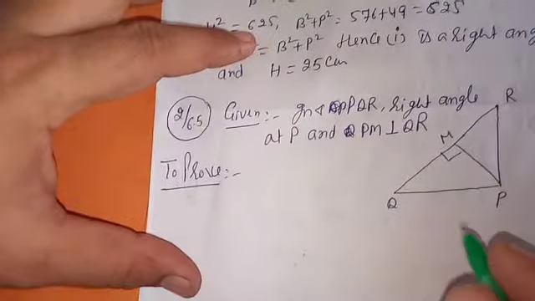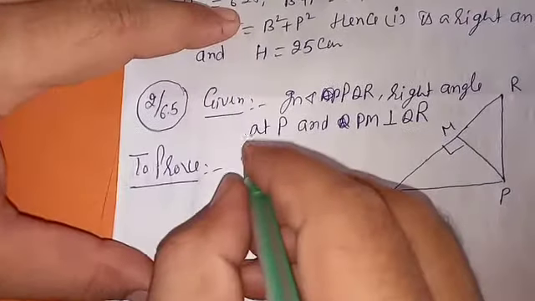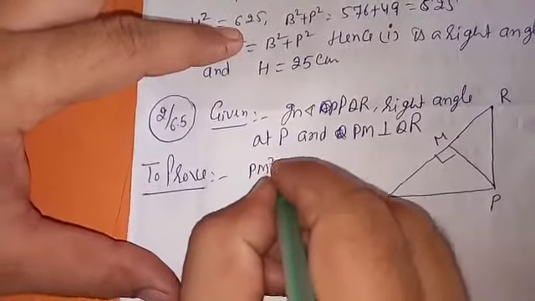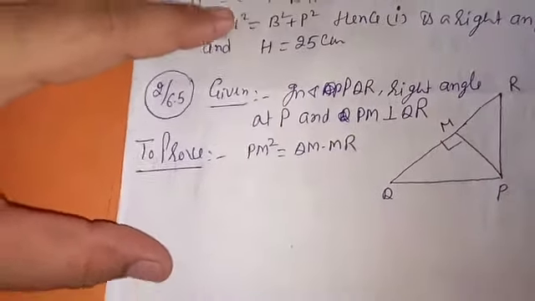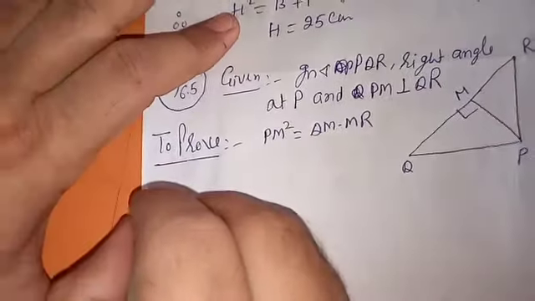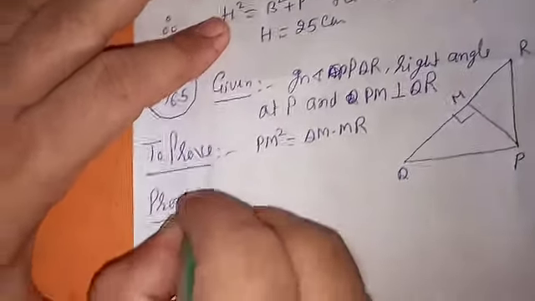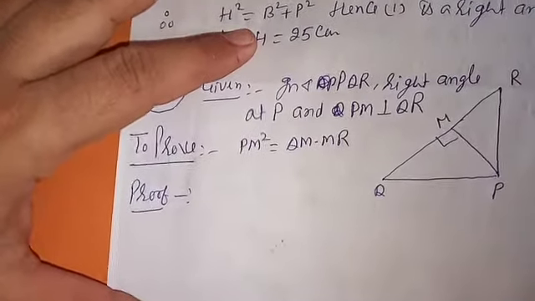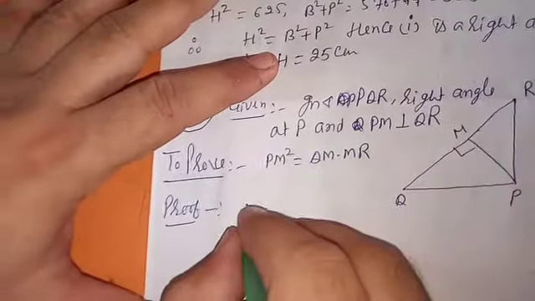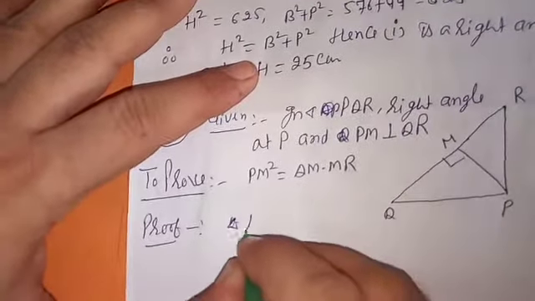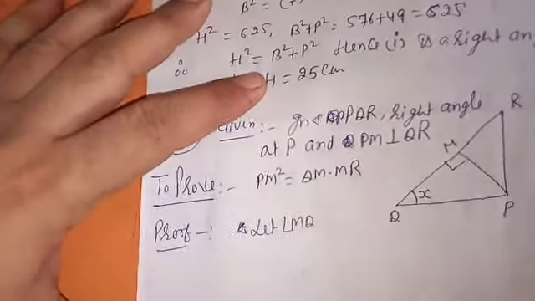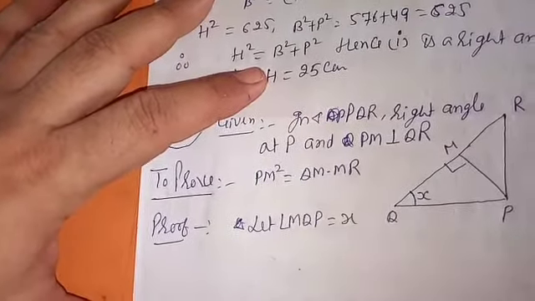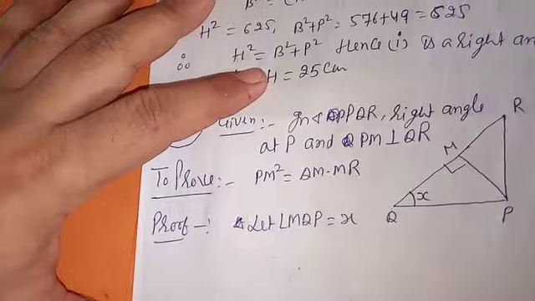So what you can say? You can say like this: PM square is equal to QM into MR. This you can say proof. Let this angle be x. Let angle MQP be equal to x degree. What is this? X degree.